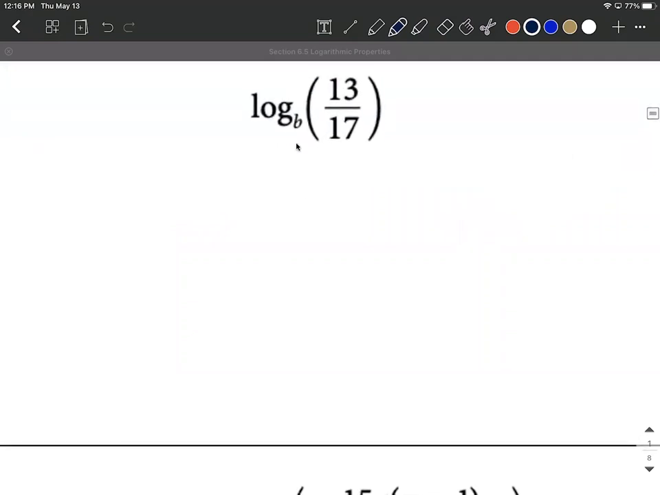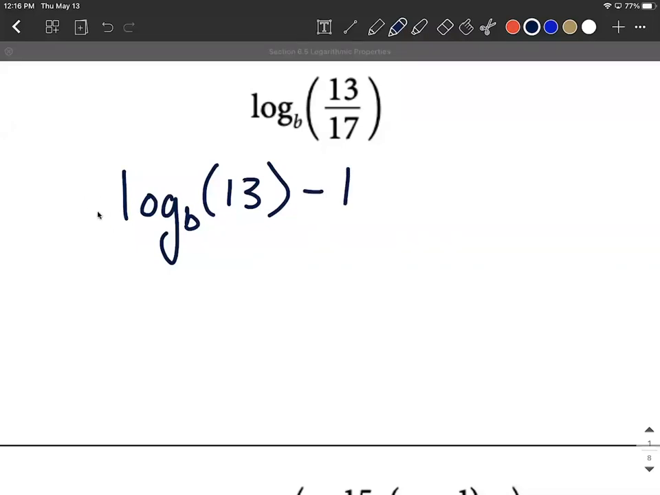On this first one, log base 3 of 13 divided by 17. To split this apart, we're going to go with log base b. 13 goes in the first one, and it's going to be positive in front of this logarithm because that 13 came from the numerator. That's important. Minus log base b of 17 comes from the denominator, and that's as expanded out as this one's going to get. Can't break down 13, that's a prime number. The same thing with 17. We can't factor that any further. If you could, you may want to expand this even further by factoring first.